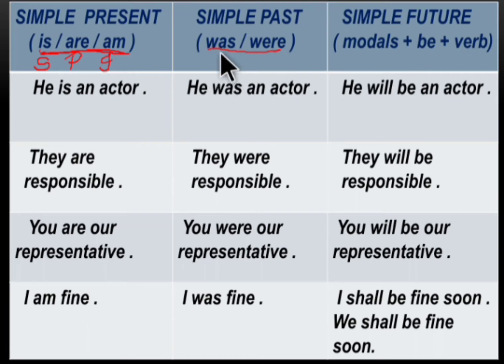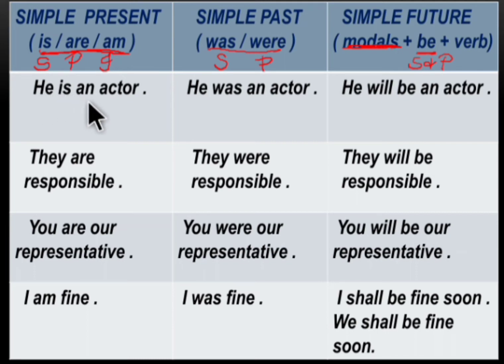So was is used with the singular subject and were is used with the plural subject. In the simple future tense, modal verbs are mandatory. There is no change in the modal verbs. So modal verbs are mandatory and the be form of verb in the simple future tense is be. This goes for the singular and the plural. Then we use the verb in the present tense. So now let us see the examples.